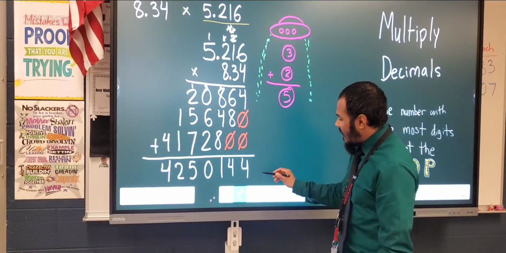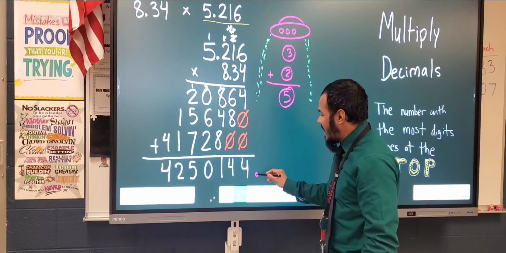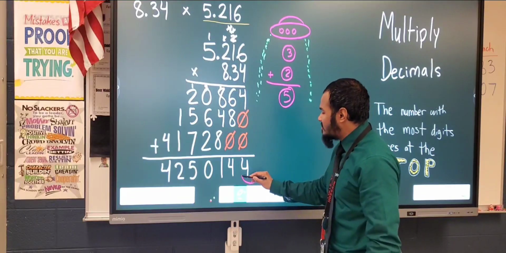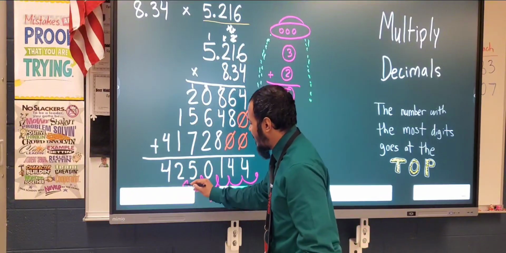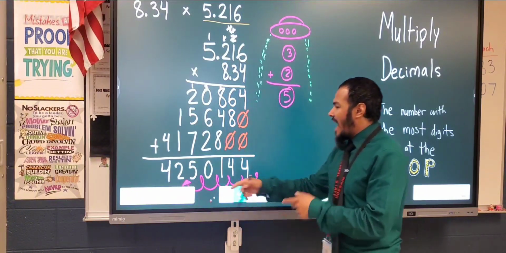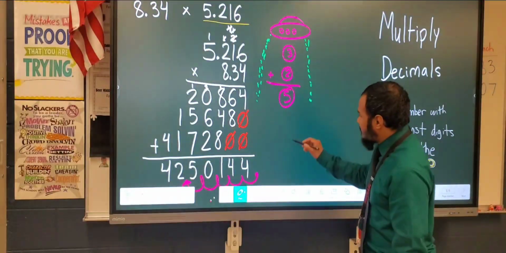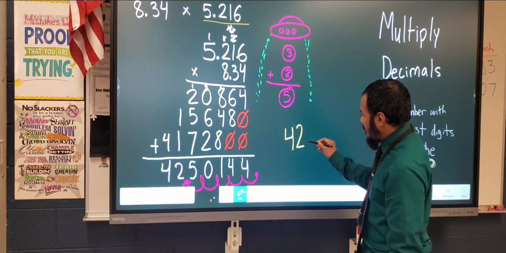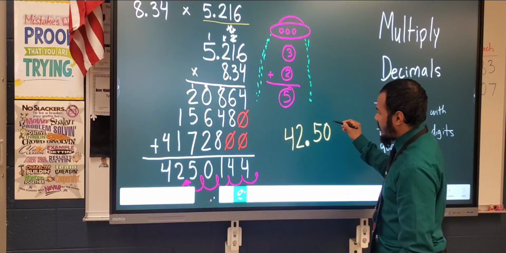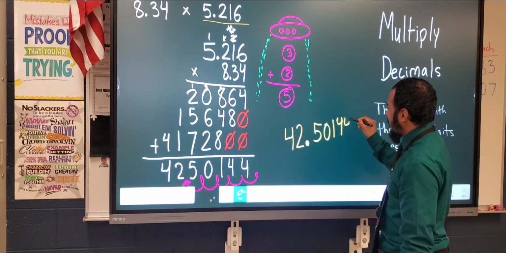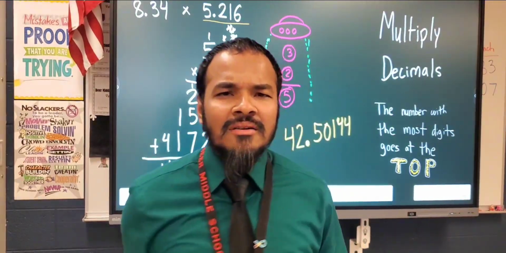Because my answer is 5, again, I'm going to put my decimal in the spawn point, and I'm going to bounce it 5 times. Once, twice, 3, 4, 5. And right there, I'm going to draw an arrow. That's where it should be. I'm going to go ahead and rewrite my answer as 42.50144. And if you don't believe me, just use the calculator.